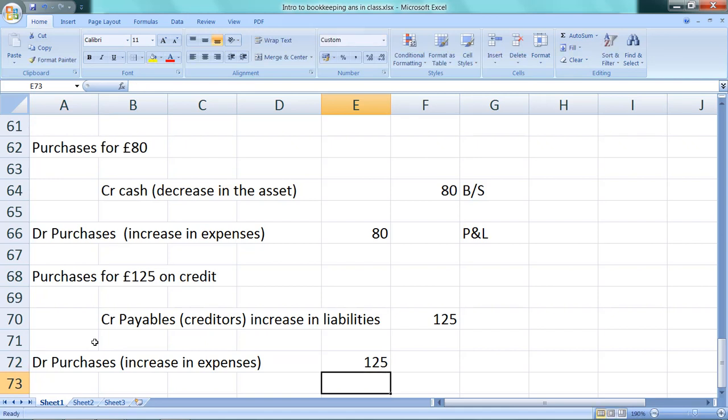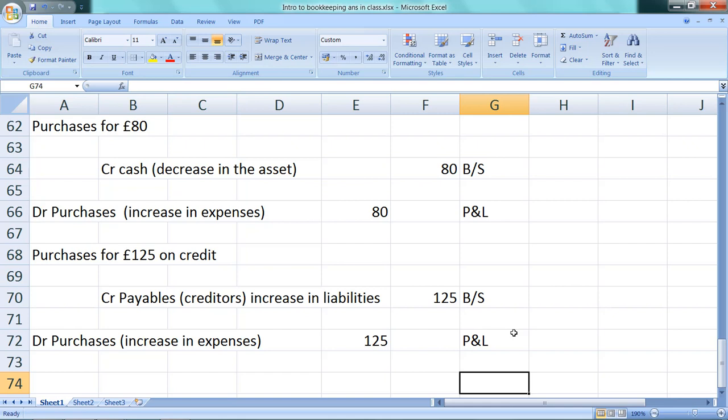Does that make sense? Okay, let's put this into balance sheet and P&L figures. Payables goes into my balance sheet. It shows an amount I have to pay sometime in the future. These purchases go into my P&L. That's going to become part of my cost of goods sold. Okay, does that make sense? We're all happy with that so far? Fantastic. Right, let's keep on trucking then.